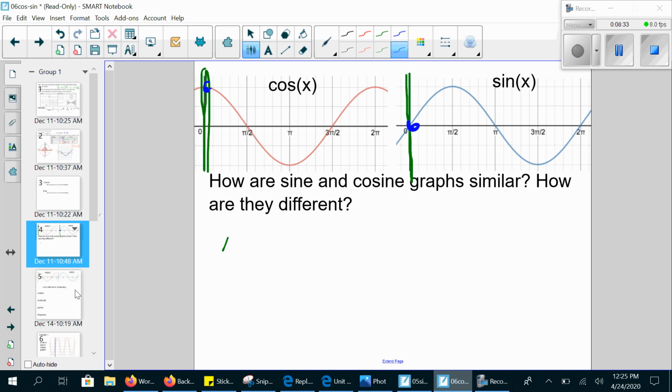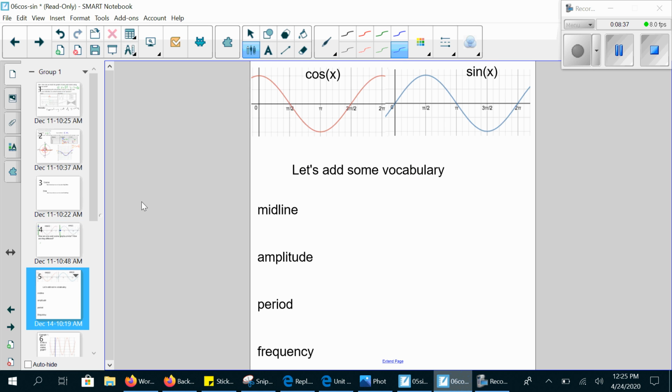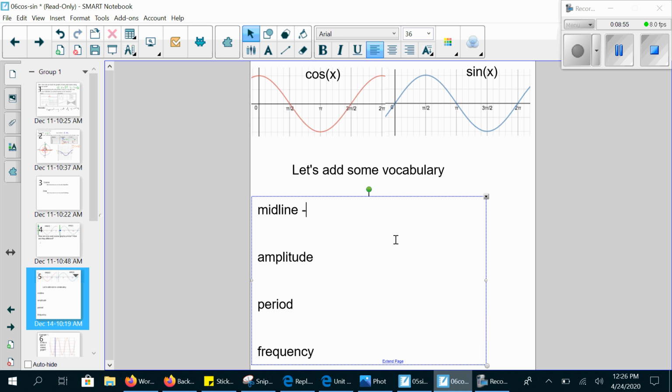Let's add some vocabulary, though, to talk about this. So these are really the 4 features of our periodic functions that you're going to need to know, the 4 features of the graph. So midline, I'm just going to switch to typing for these definitions because my handwriting on a touchscreen is bad. So midline is the middle line of the graph. That's what it sounds like, right?